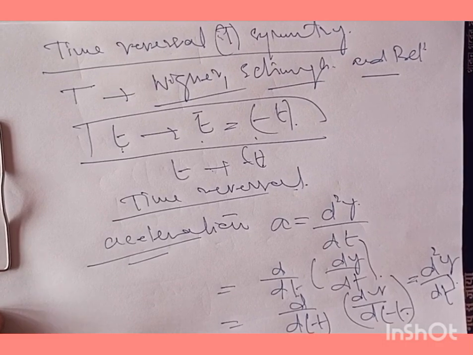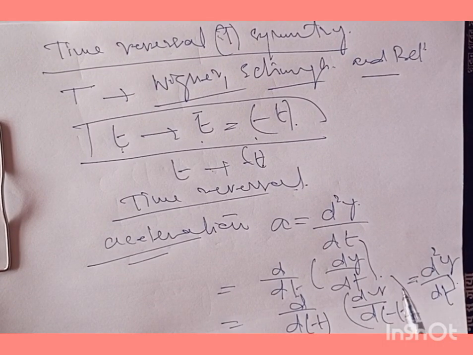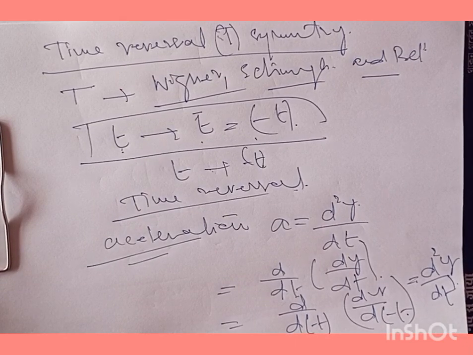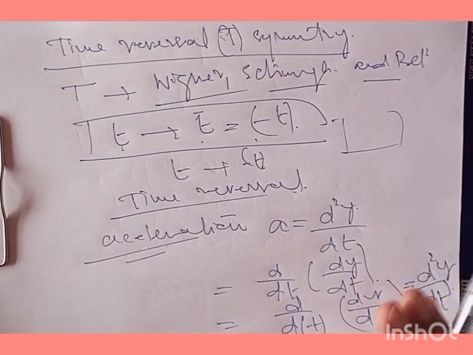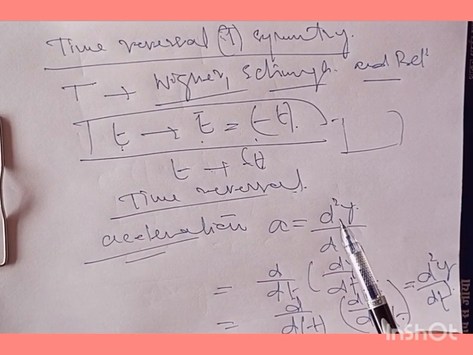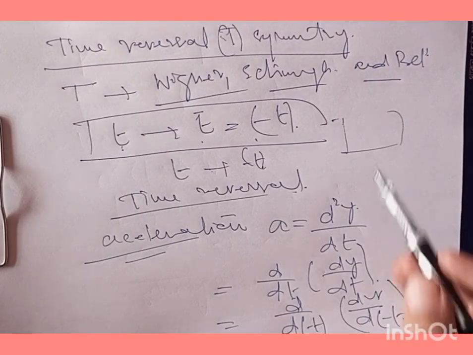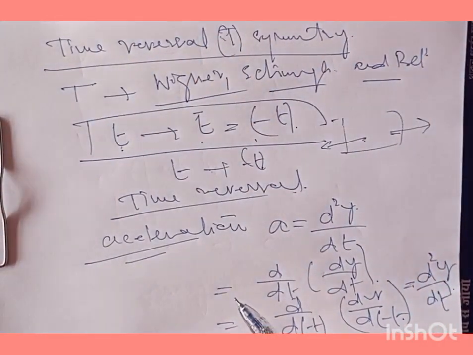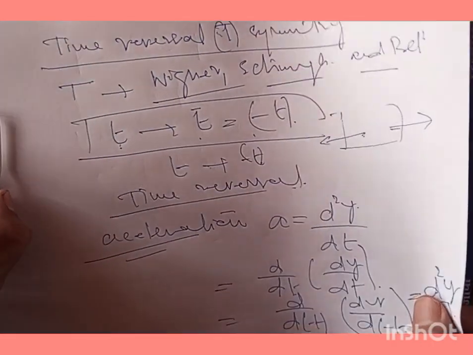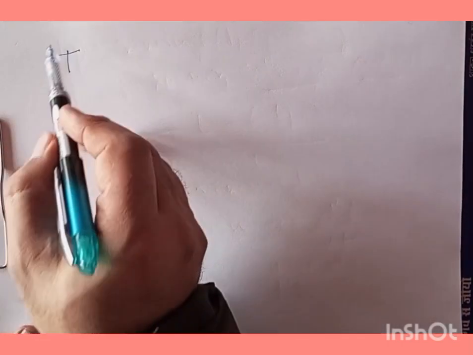So according to time reversal symmetry, any process can proceed either in the forward direction or in the backward direction in time without any change. Now, if a motion picture displays a possible process, then the process would appear equally likely when the motion picture runs in the backward direction or in the forward direction. In other words, this time reversal operator reverses the process in time. So we have an operator, it reverses the process in time.